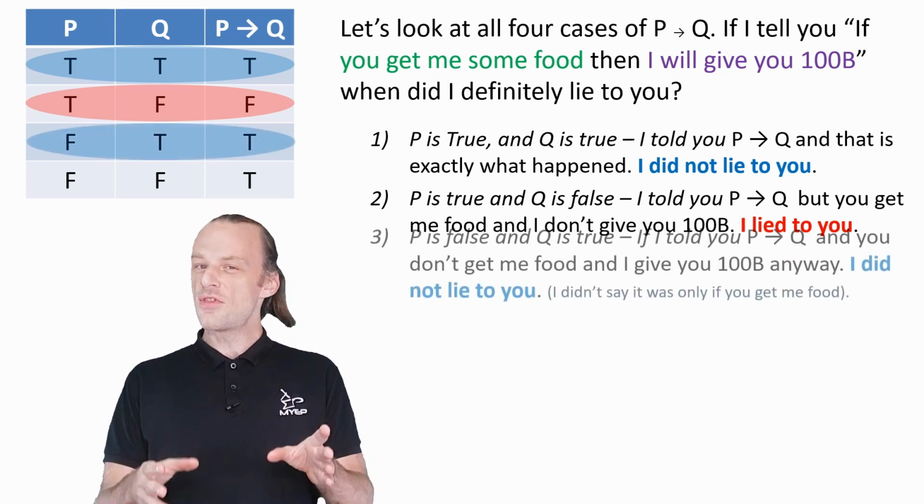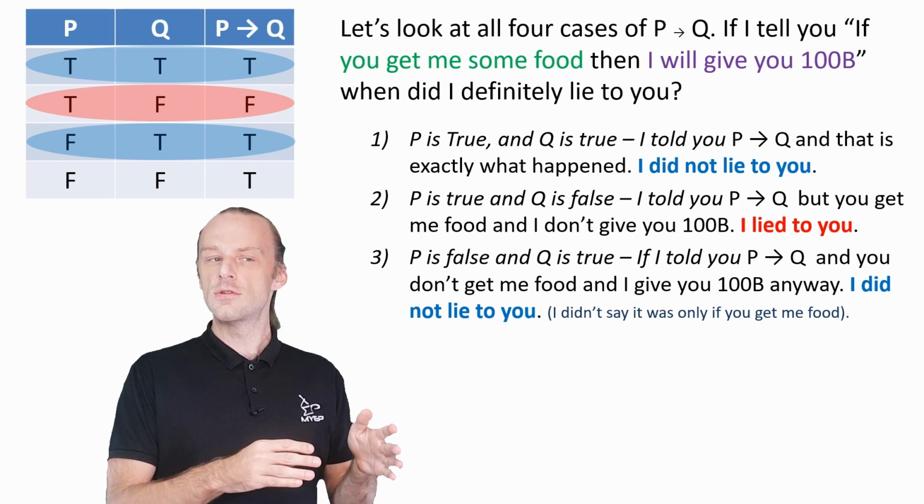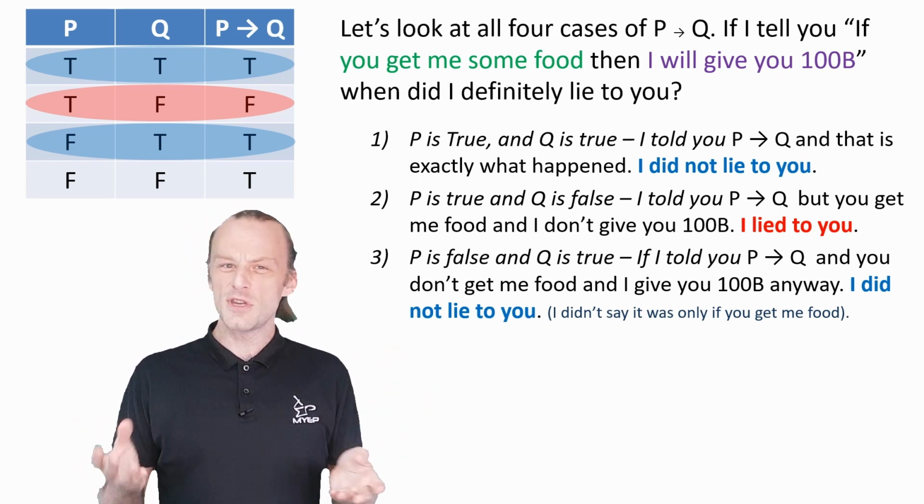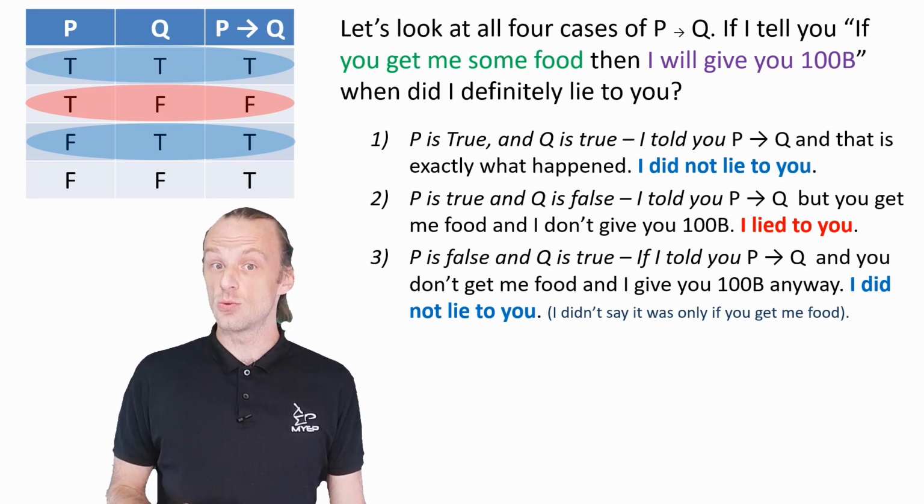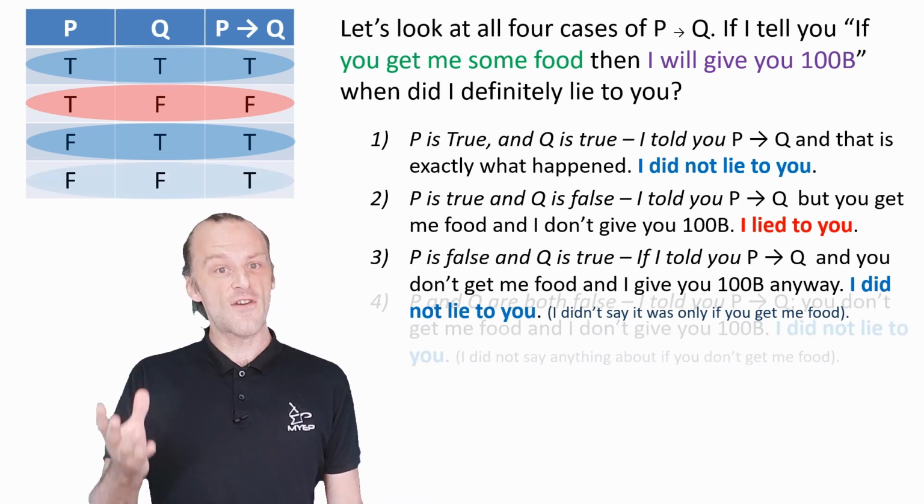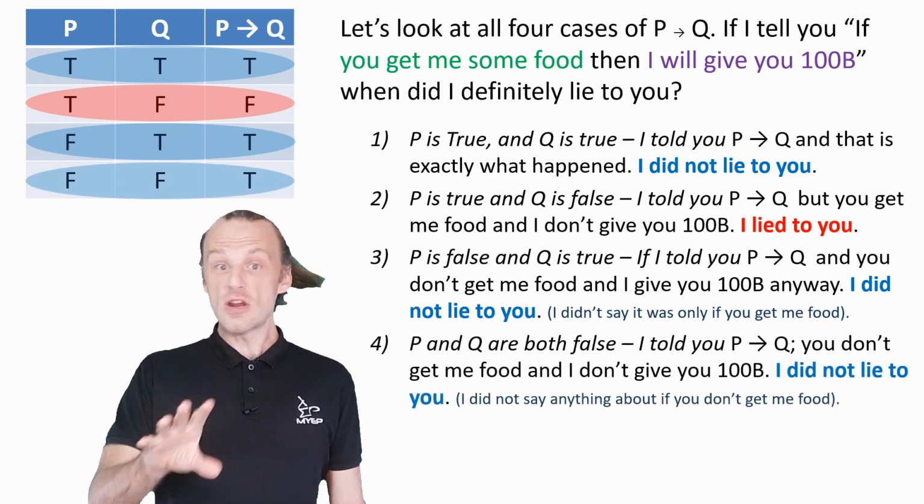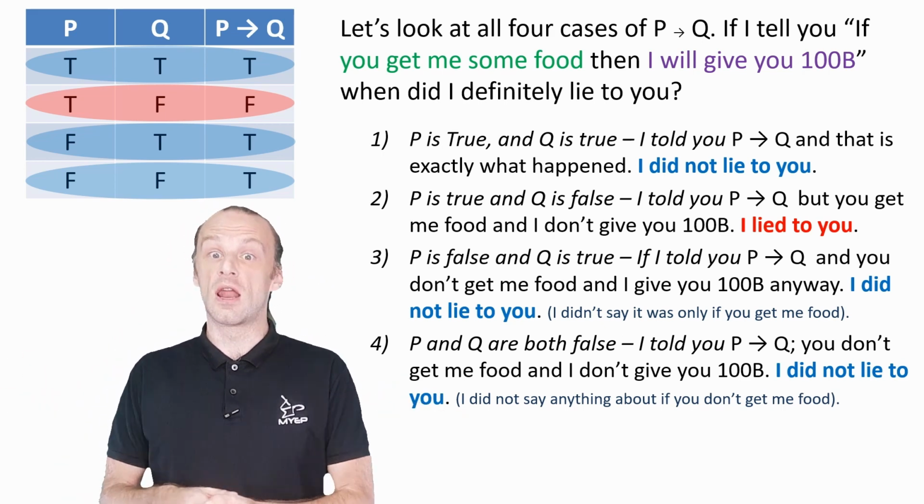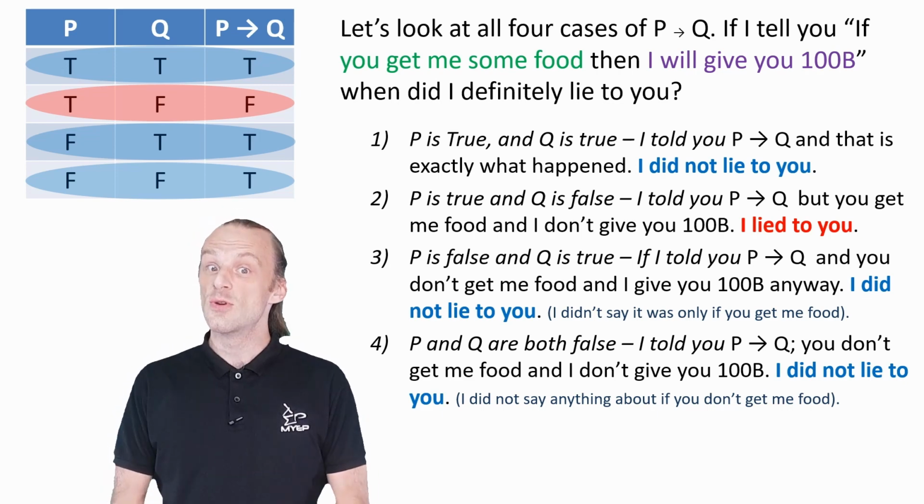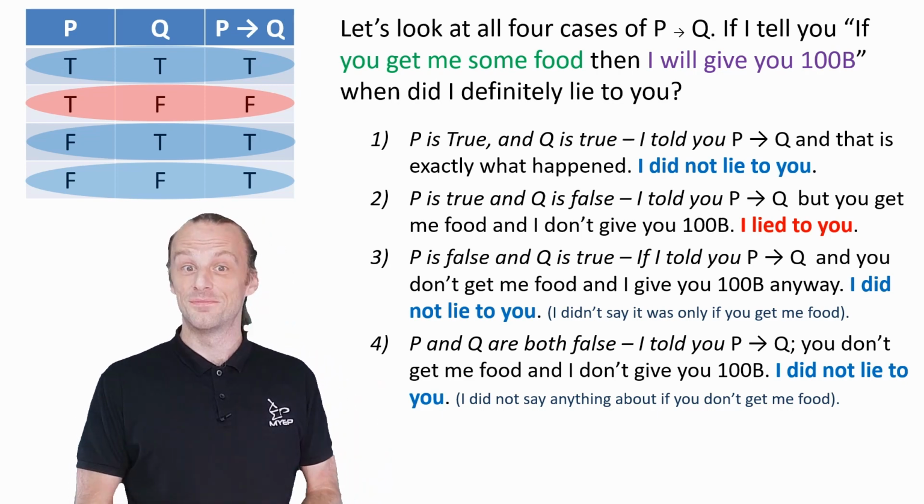On the third row, you don't get me food, but I still give you money, which is a bit weird of me, but technically what I said to you was not a lie. And then finally, on the fourth row, you don't get me food and I don't give you money. But again, I still didn't lie to you because I only said what I'd do if you did get me food. Finally, let's look at the biconditional.